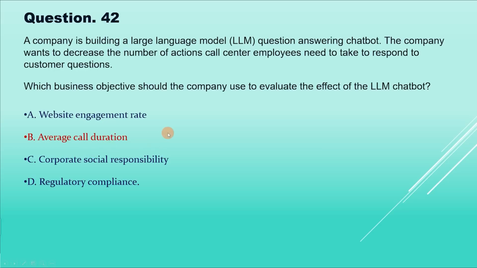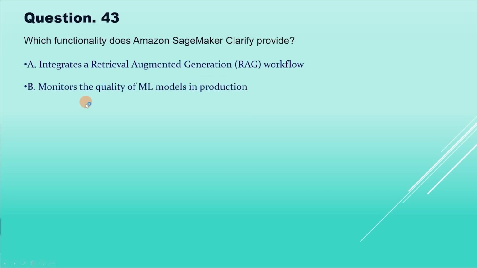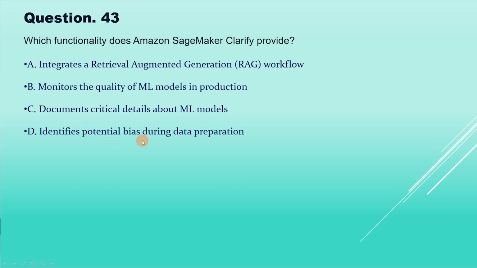Now question number 43. Which functionality does Amazon SageMaker Clarify provide? And here are the options. Option A, integrates a retrieval augmented generation workflow. Option B, monitors the quality of ML model in production. Option C, documents critical details about ML models. Option D, identifies potential bias during data preparation.